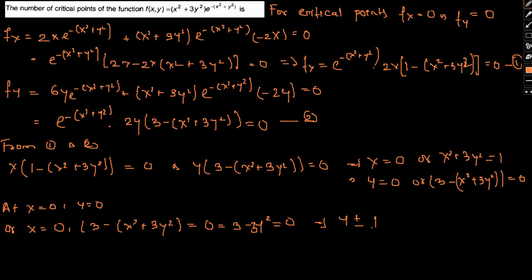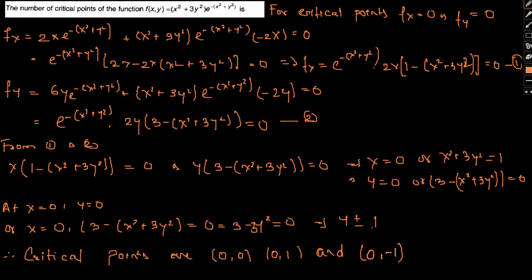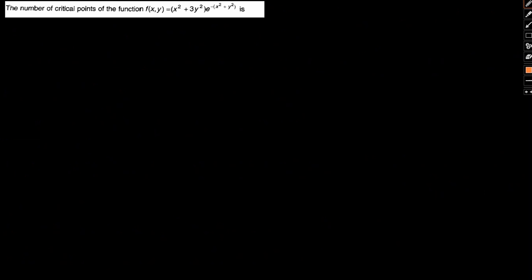Okay, so therefore critical points are (0, 0), (0, 1) and (0, minus 1). So let's look further. So we have so far 3 critical points. So let's see whether we can obtain more as well.